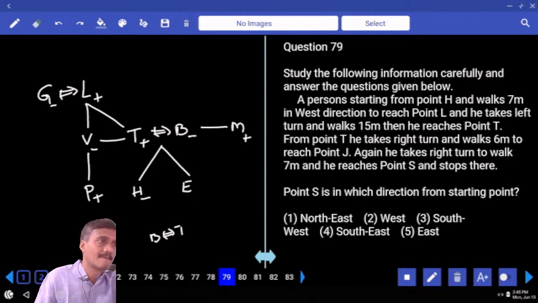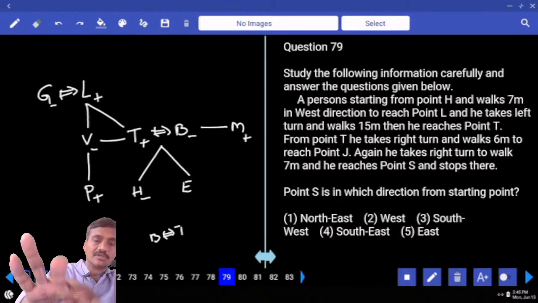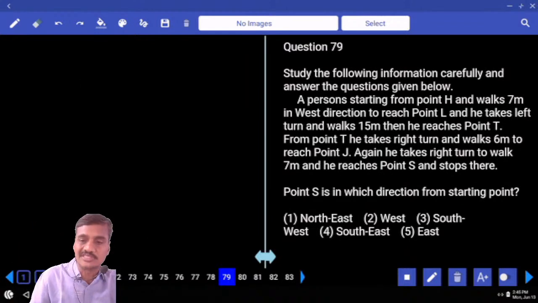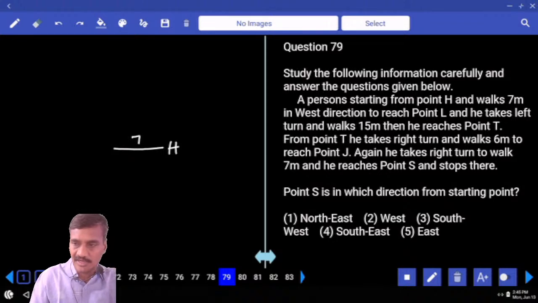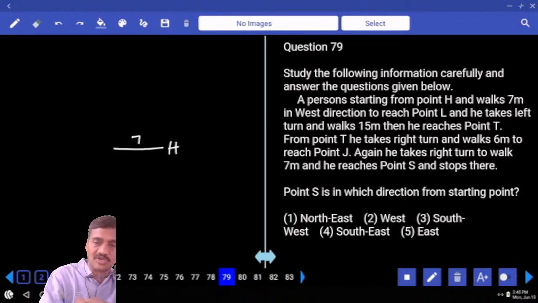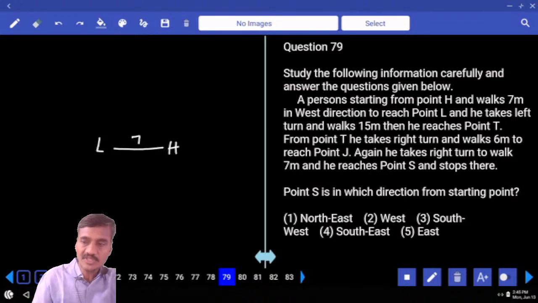Done with this? The next one, directions 79 to 81. Now in this 79 to 81 directions, tell me whether it comes under the first priority or the second priority. First priority itself. Then a person started from point H and walked 7 meters. H is the starting point. This person walks 7 meters and reaches point L. From L he takes a left turn and walks 15 meters.